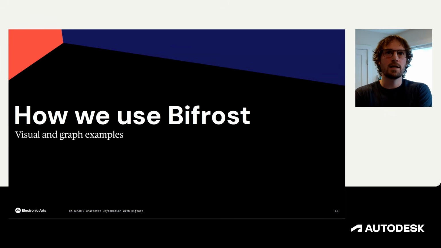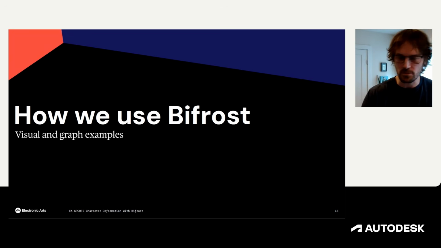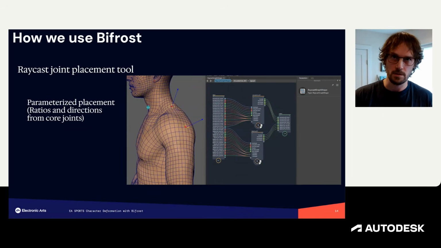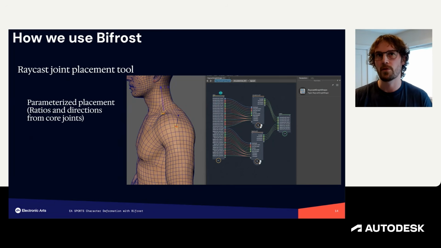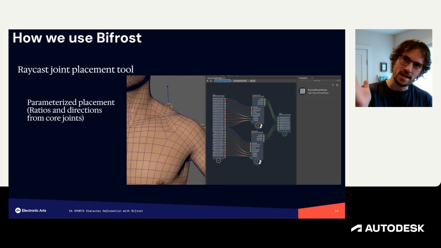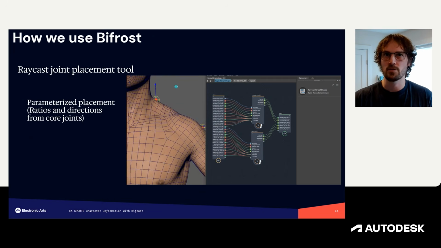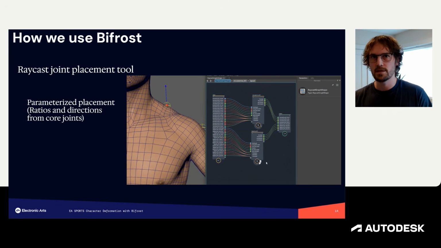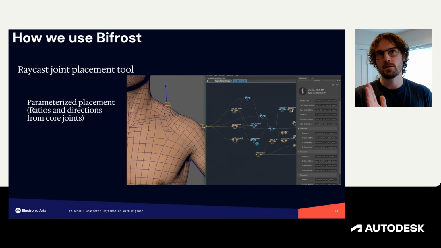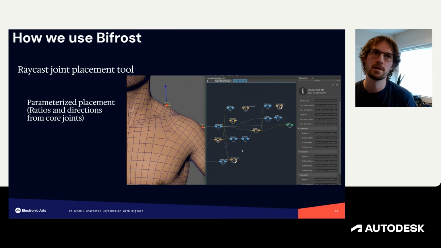Okay, so let's look at how we use Bifrost. Some visual cool stuff now. We have a raycast joint placement tool. What you're seeing in this GIF is me adjusting some parameters like angle, orientation, length, and ray direction. These are parameters we adjust to position the joint, and we're using this Bifrost graph, and you see me jumping into the compounds here, where we're raycasting that joint and positioning it on the mesh.